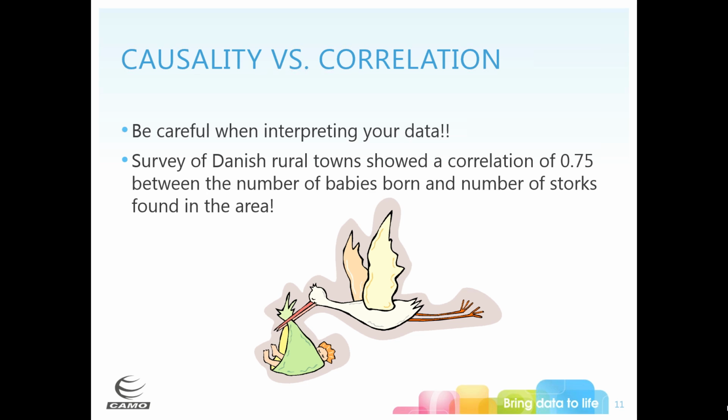One thing you need to be careful about is causality versus correlation. Be careful when you're interpreting your data. They've done surveys in Danish rural towns that show a correlation of 0.75 between the number of babies born and the number of storks found in the area. But no one will argue with you anymore that storks bring babies. So you have to make sure that your interpretation makes sense with your application.